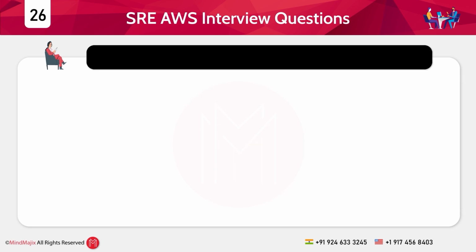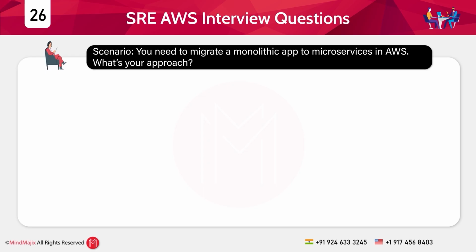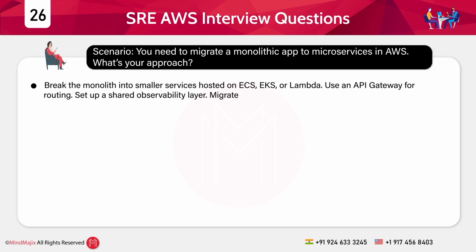So the next question is, let's say there's a scenario where you need to migrate a monolithic application to microservices in AWS. What will be your approach to this particular scenario? You can start by analyzing the existing monolith to identify the logical business domains that can be separated into independent services. Each service would be designed with its own database where possible and deployed on AWS compute options such as ECS, EKS, or Lambda, depending upon the scalability and the operational needs.